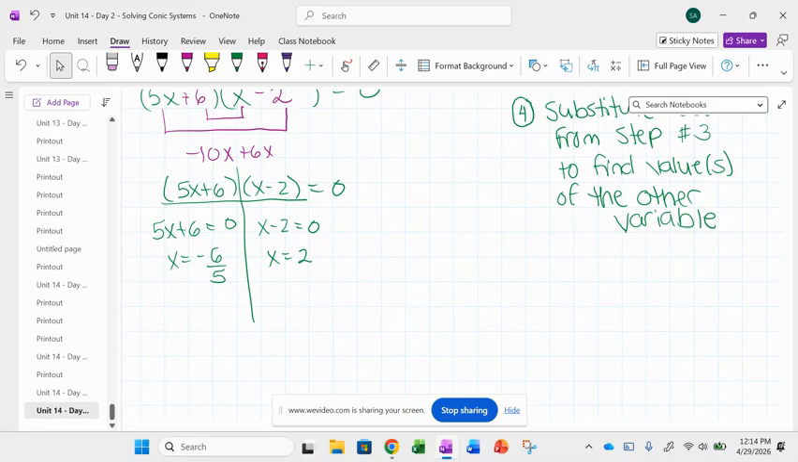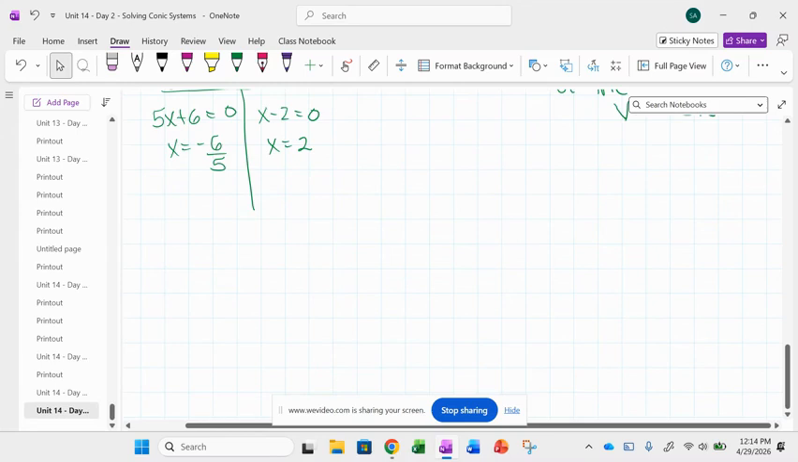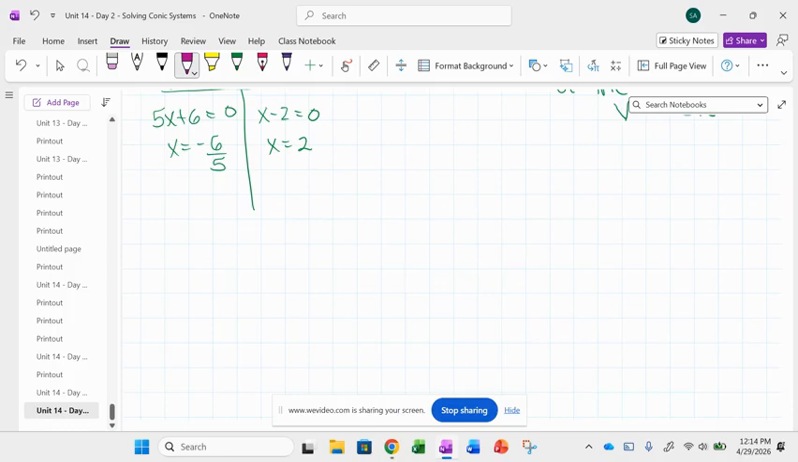Thank you. All right. So now that we have our x values, we're going to solve for y. I'm going to go back to y equals 2x minus 1. We're first going to use x equals 2 because it's easier. So y equals 2 times 2 minus 1. So y will equal 3.